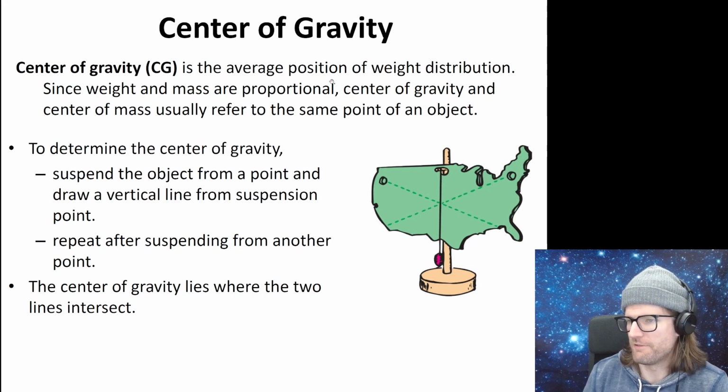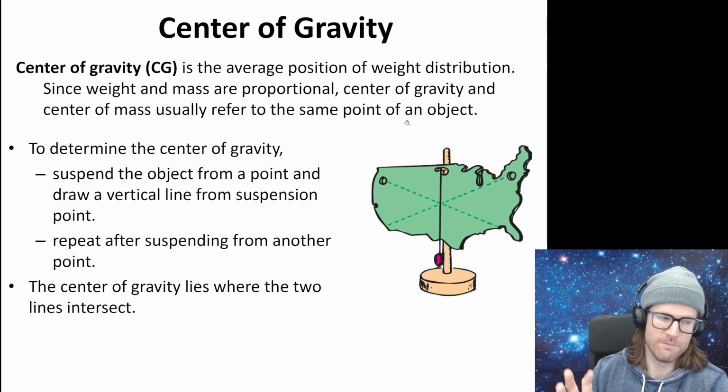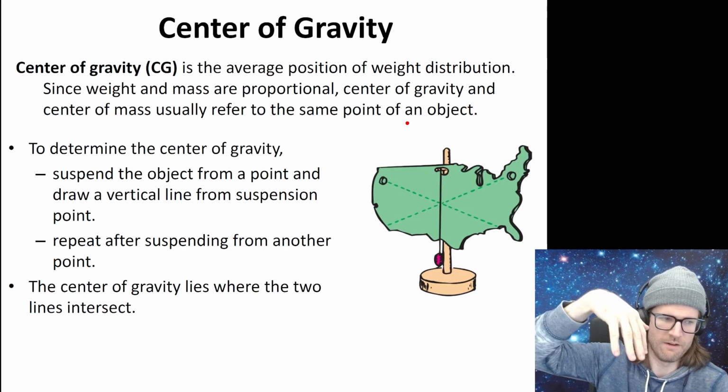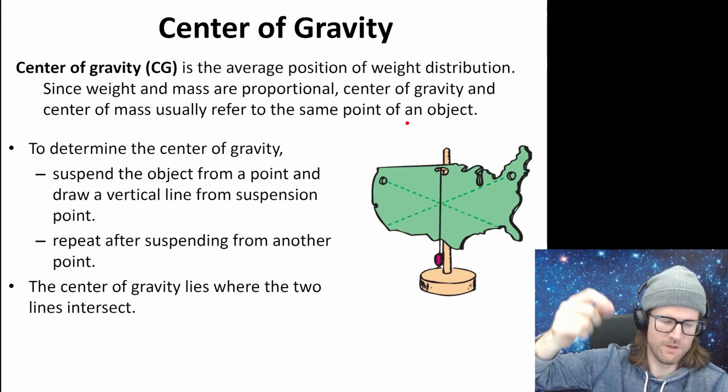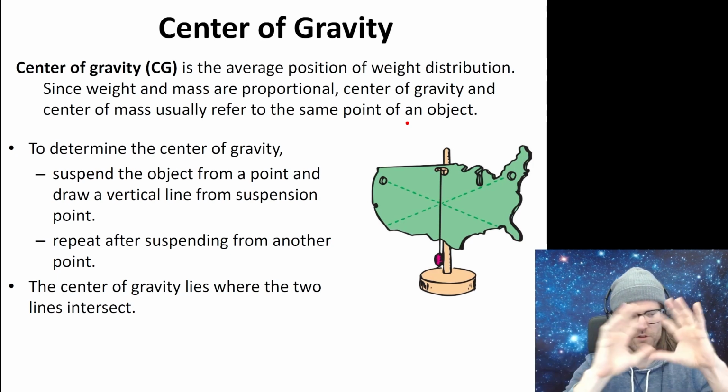Center of gravity is the average position of the weight distribution. Since weight and mass are proportional, the center of gravity and the center of mass usually refer to the same point of an object. So it's not always the same, but for almost all purposes, center of gravity, which is the average of all the forces of gravity on the object, is the same place as the center of mass, which is the average of all the masses in an object.